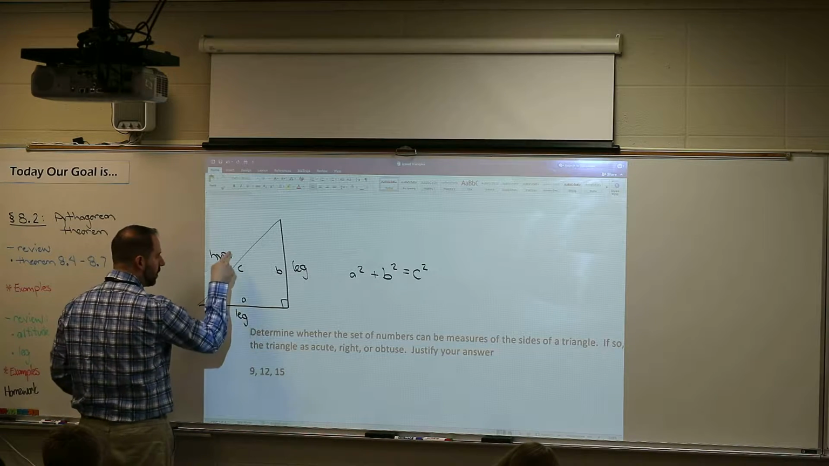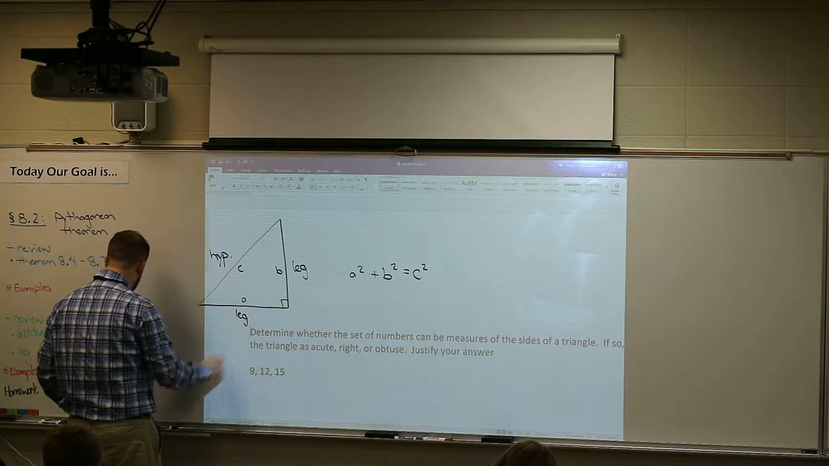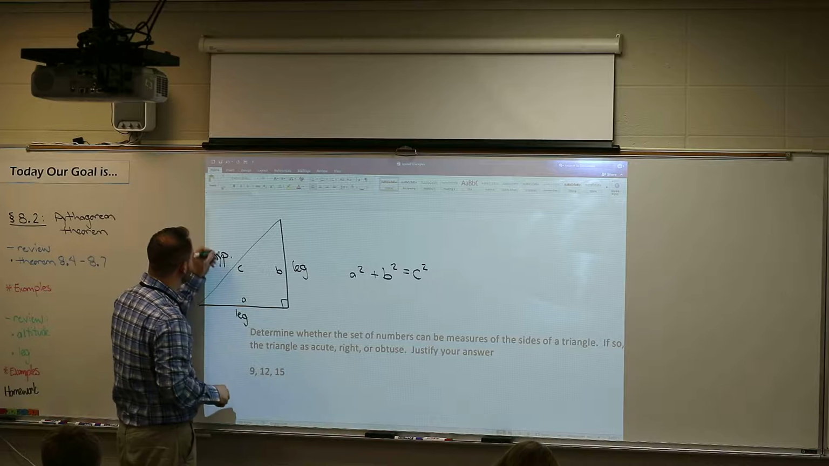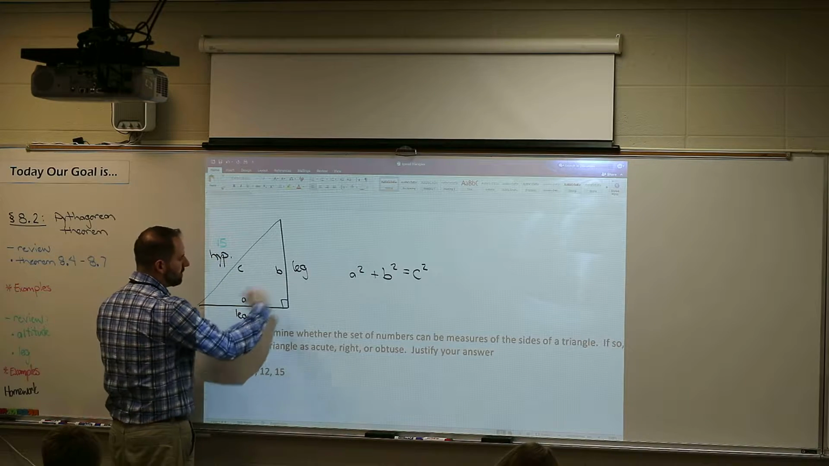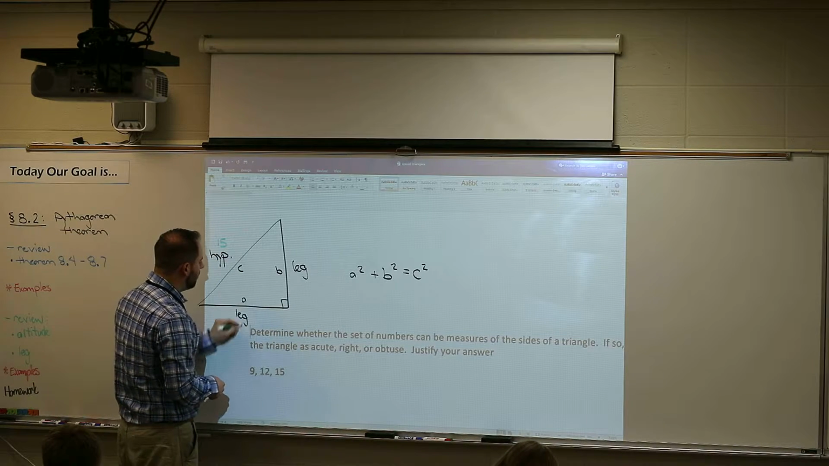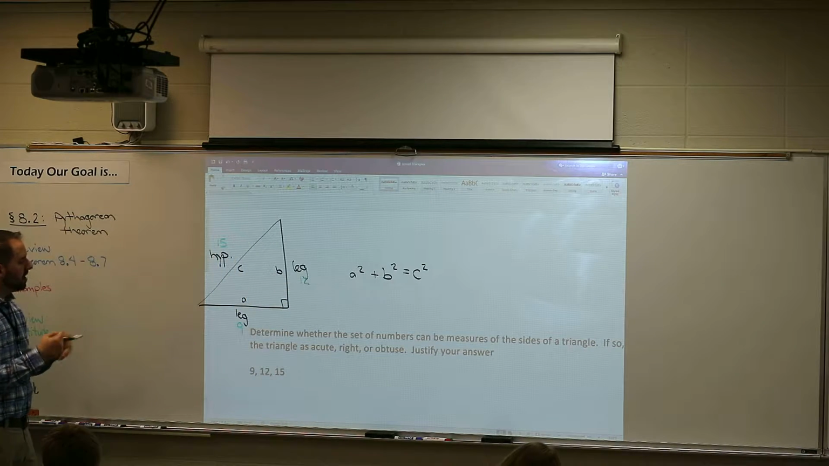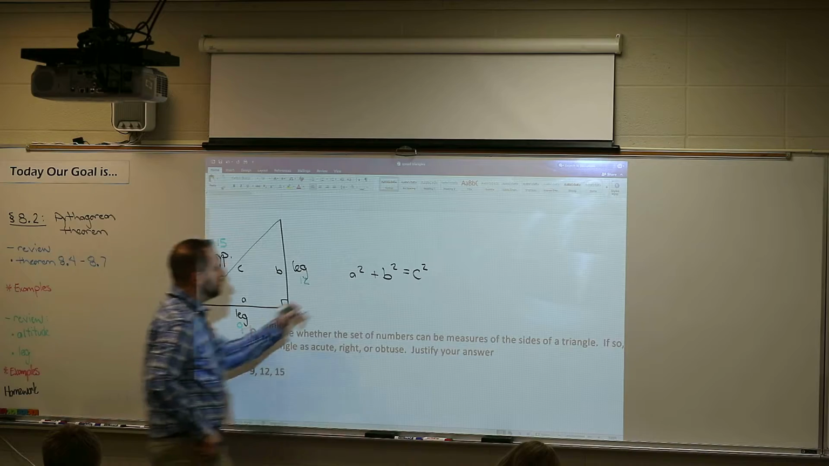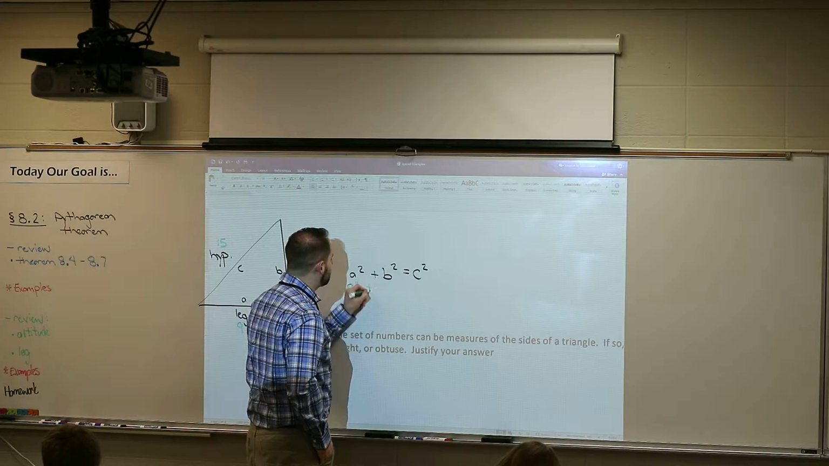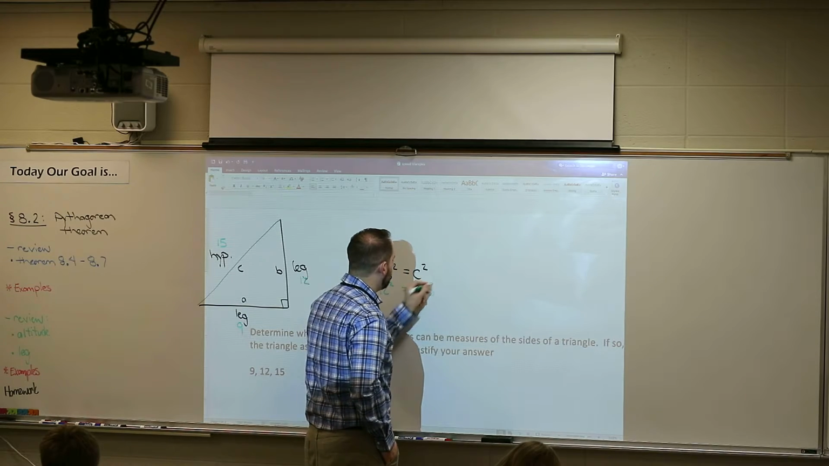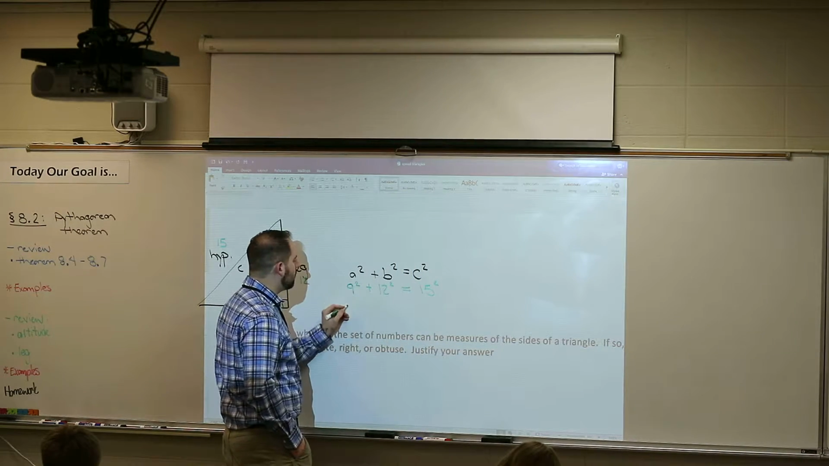So this 15 has to go here. That's your C number. That's what you need to realize: the hypotenuse is always the biggest wall. So this, in theory, would be the 15. Then it doesn't matter where A and B are. This would be the 9 and the 12. And we want to check, do the numbers actually work? So this would be 9 squared plus 12 squared, and we're trying to see, does that equal 15 squared? Well, 9 squared is 81.